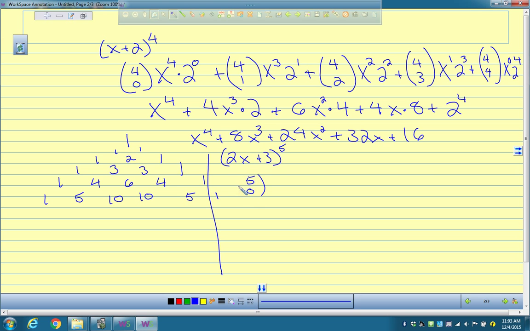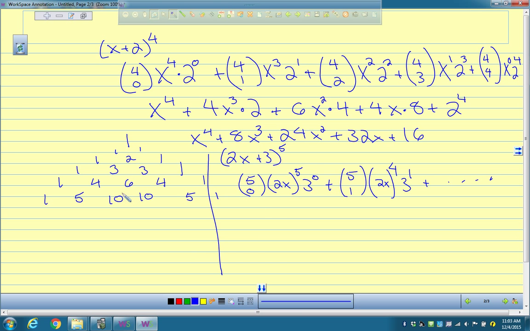Let's just do it. 5 combination 0. But in this case, you have to take 2x and raise it to this power. So it starts out with 2x to the n, 3 to the 0, which you know is just 1, plus 5 combination 1 times 2x to the 4th, 3 to the 1st, plus that. Can you do the rest? Do I have to keep going?